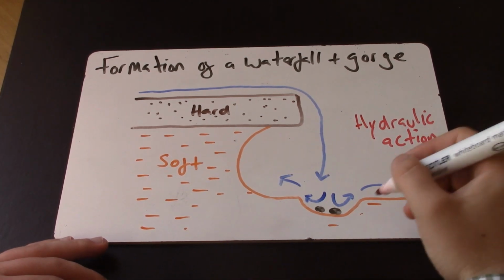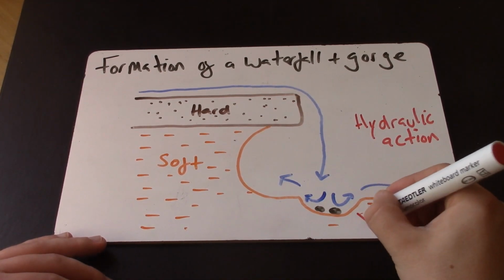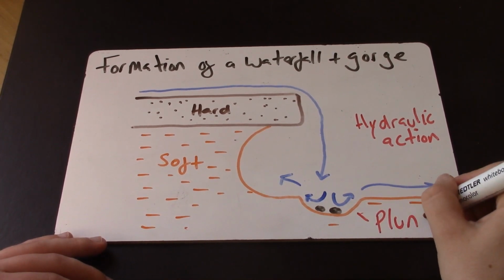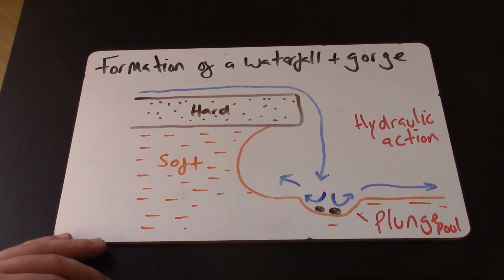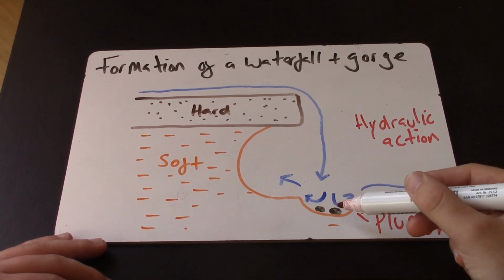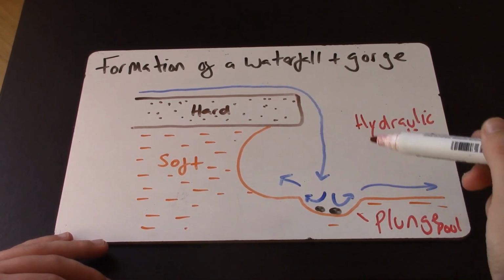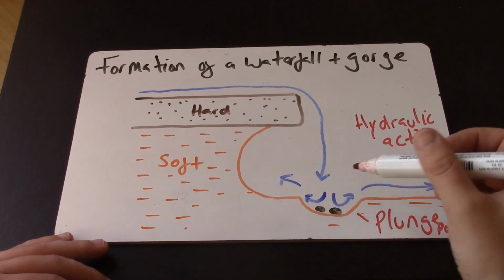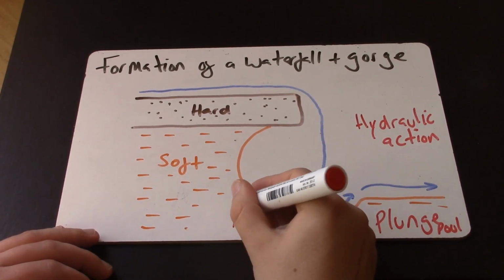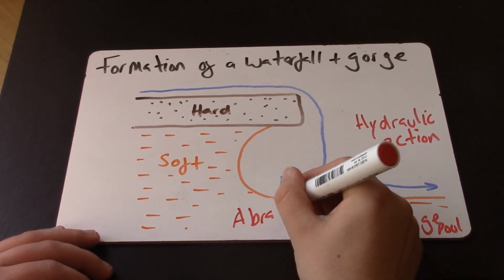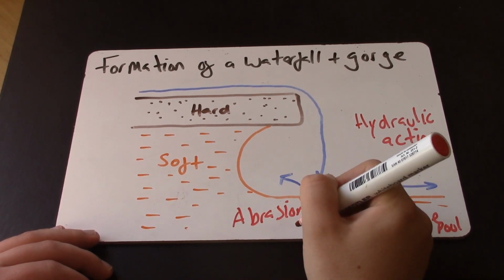And what that does is it carves out this secondary feature, a plunge pool. So that deep pool at the bottom of our waterfall. And also in there, any rock material that's already fallen off from the waterfall above will be grinding in the bottom of the plunge pool by the process of abrasion, helping to further deepen that pool.